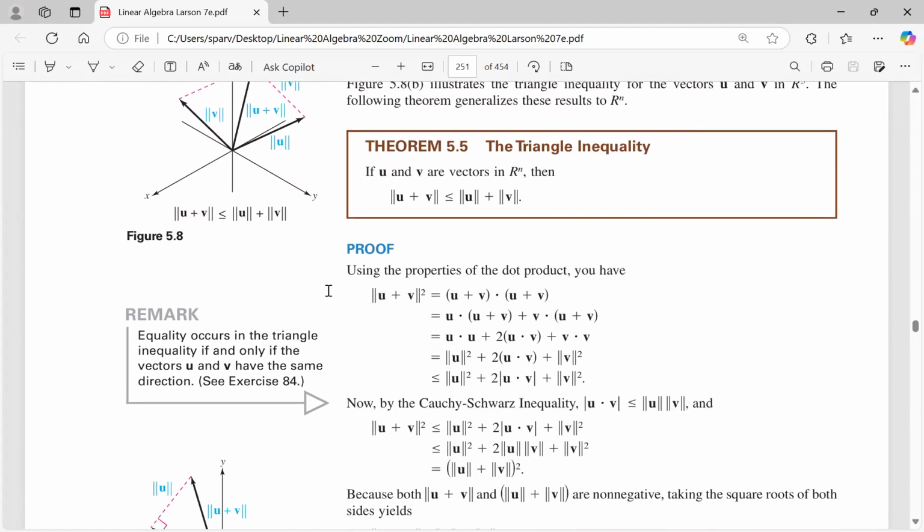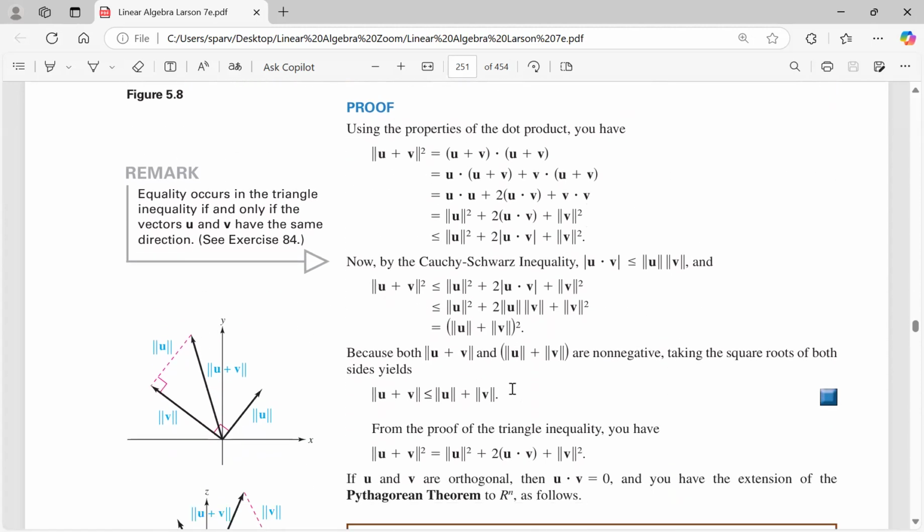Okay, and almost done with this section, folks. Now, theorem 5.5, this is another theorem. This time it's the triangle inequality. So we talked about Cauchy-Schwarz. The triangle inequality says the magnitude of the sum vector is going to be less than or equal to the sum of the individual magnitudes of the two vectors. So there's no way the magnitude of the sum vector will be greater than the sum of the individual magnitudes. The proof of this, again, is in the book, for those that are interested.